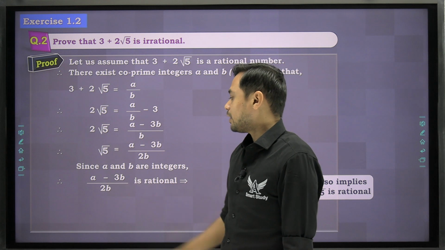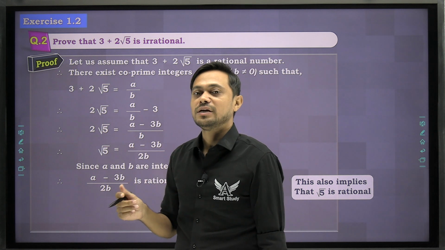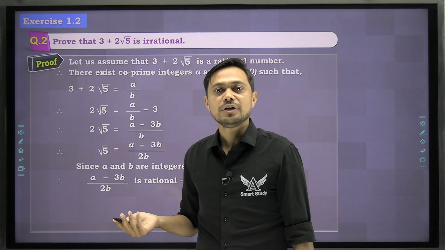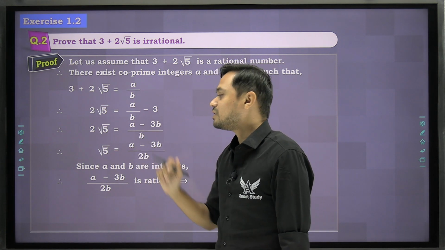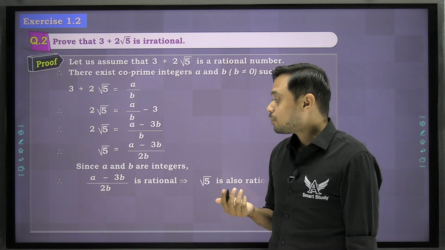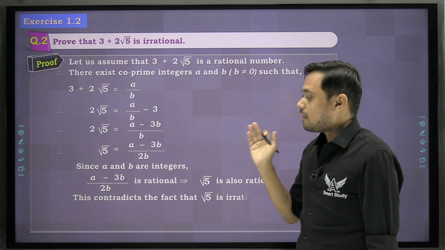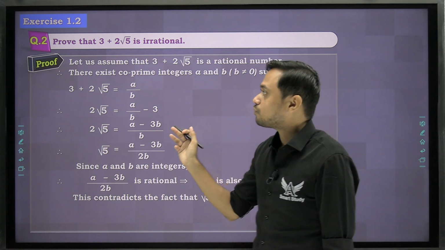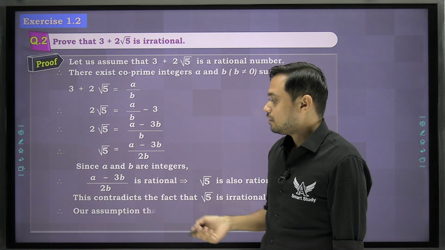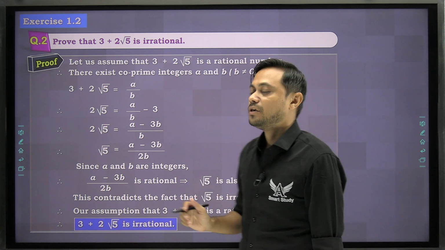Here you can see a and b are integers, so the right side term, a minus 3b divided by 2b, is a rational number. Okay, because it is in a by b form, we can say the right side is a rational number. So it implies that root 5 is also a rational number. But we have already proved that root 5 is an irrational number in the previous question, so our assumption is wrong, and we can say that 3 plus 2 root 5 is an irrational number.